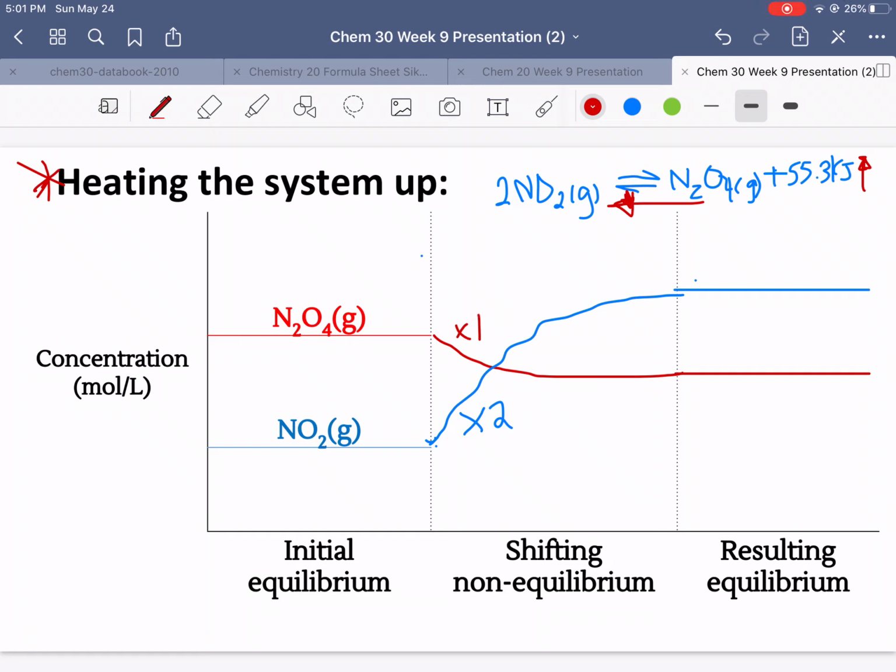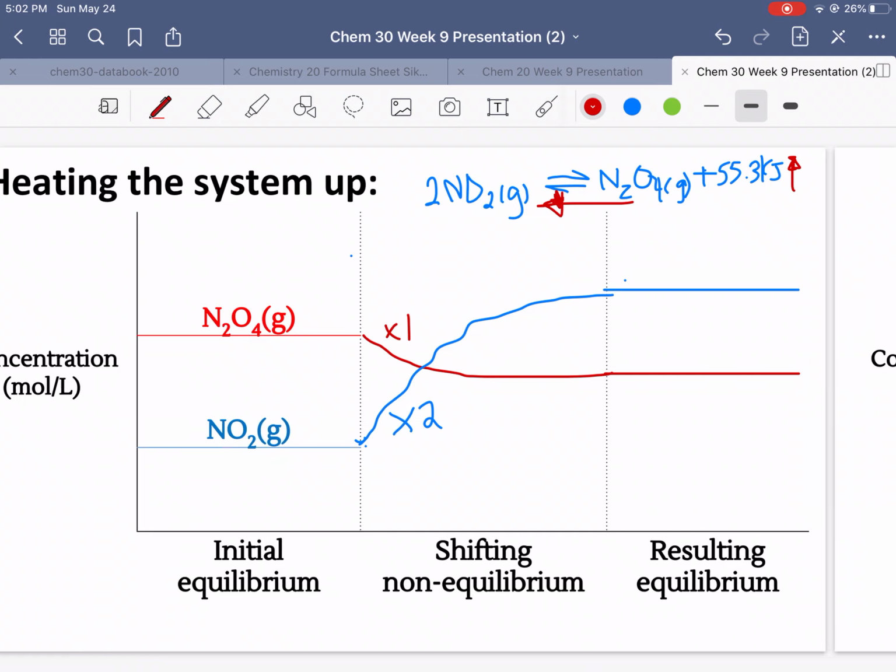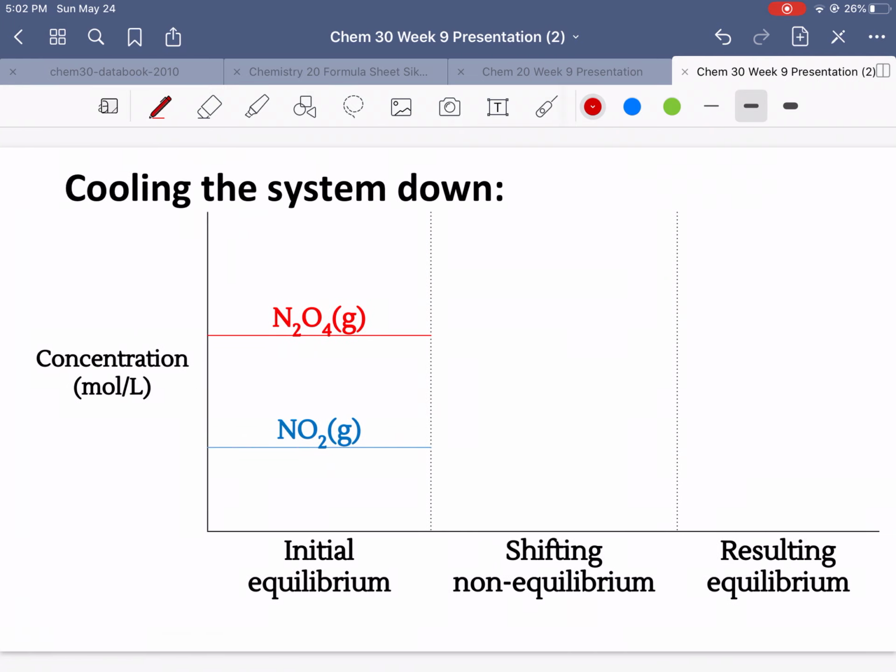The graphs themselves are not ridiculous to draw. The hard thing is predicting the shift. Which way is it going? Let's do one more example, and hopefully this can help you out a bit.